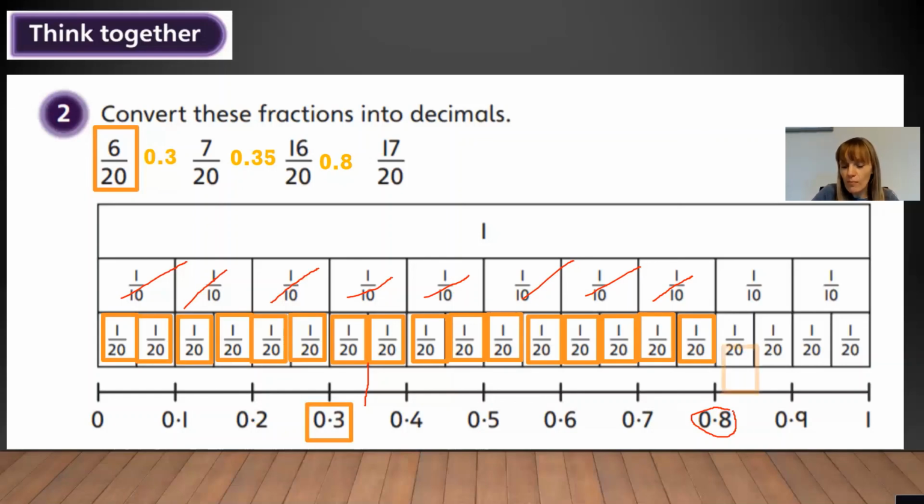17/20, I'm adding one more. So I've got the same issue that I had when I did 7/20. Now this time it's fallen between 0.8 and 0.9. So our decimal for this one is going to be 0.85 because it's halfway between those numbers. Okay, hope that is all clear and makes sense.